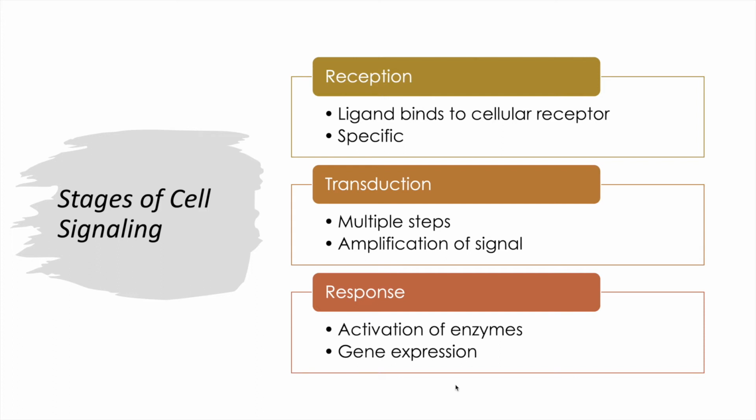Transduction involves the amplification of the signal leading to the response. The ligand binding to the receptor spurs a change in the shape of the receptor. This change generates a signal transduction pathway, which is a multi-step process transforming the signal to the response in the cell. The response is a specific cellular response. This could be the activation of an enzyme or expression of a certain gene.